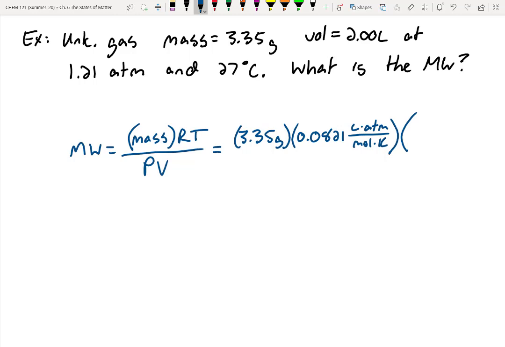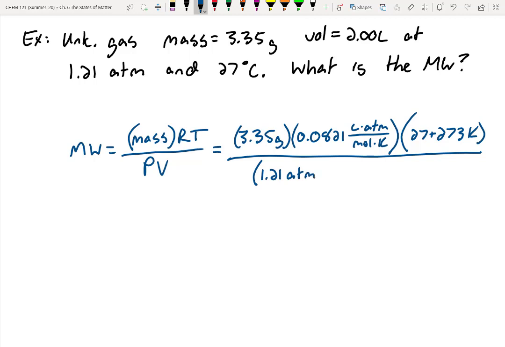And then for temperature, we've got 27 plus 273 because we need to make sure that this temperature isn't expressed in Celsius, but rather in Kelvin. That's why I'm adding the 273. All right, so we've got that part taken care of. And then on the bottom, we need pressure. We said it's 1.21 atmospheres, and its volume is 2.00 liters. If we plug this all in, our calculator spits out 34.09524. And we know the units for molecular weight would be grams per mole, right? Okay, so that tells us the molecular weight of the gas.